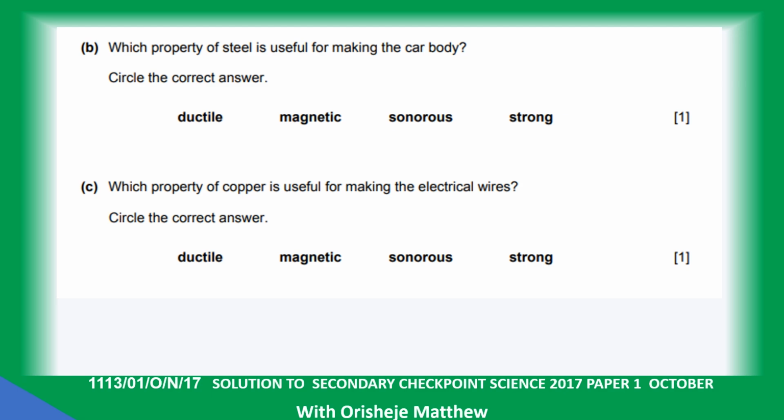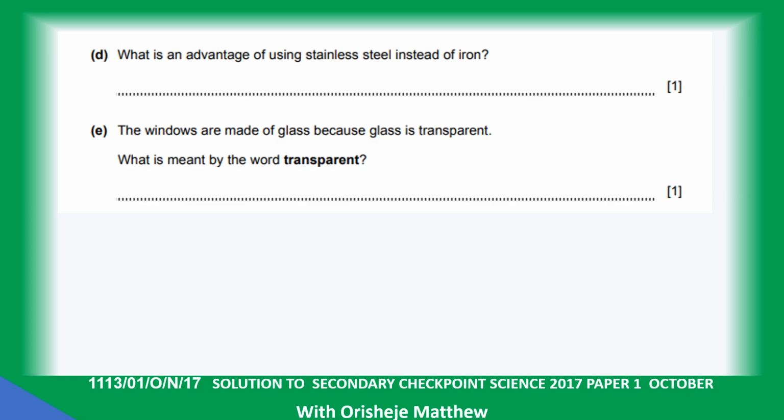Which property of steel is useful for making the car body? Strong. Which property of copper is useful for making electrical wire? It is ductile. It can be drawn into wire. What is an advantage of using stainless steel instead of iron? It rusts slowly while iron corrodes faster.